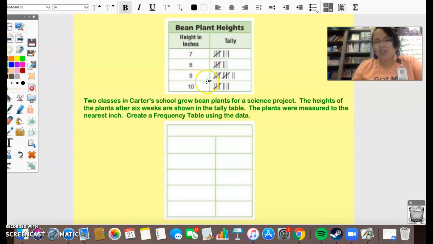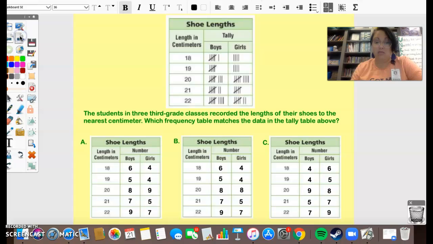So we're not really measuring how much it grew. We're measuring how many of them grew that height. So I had it a little bit backwards. But what you would do is put bean plant heights, put height in inches here and number of plants right here. So you would still go 7, 8, 9, 10, and instead of the tallies, you would put the actual numbers. That's the only thing different you would do there, okay?